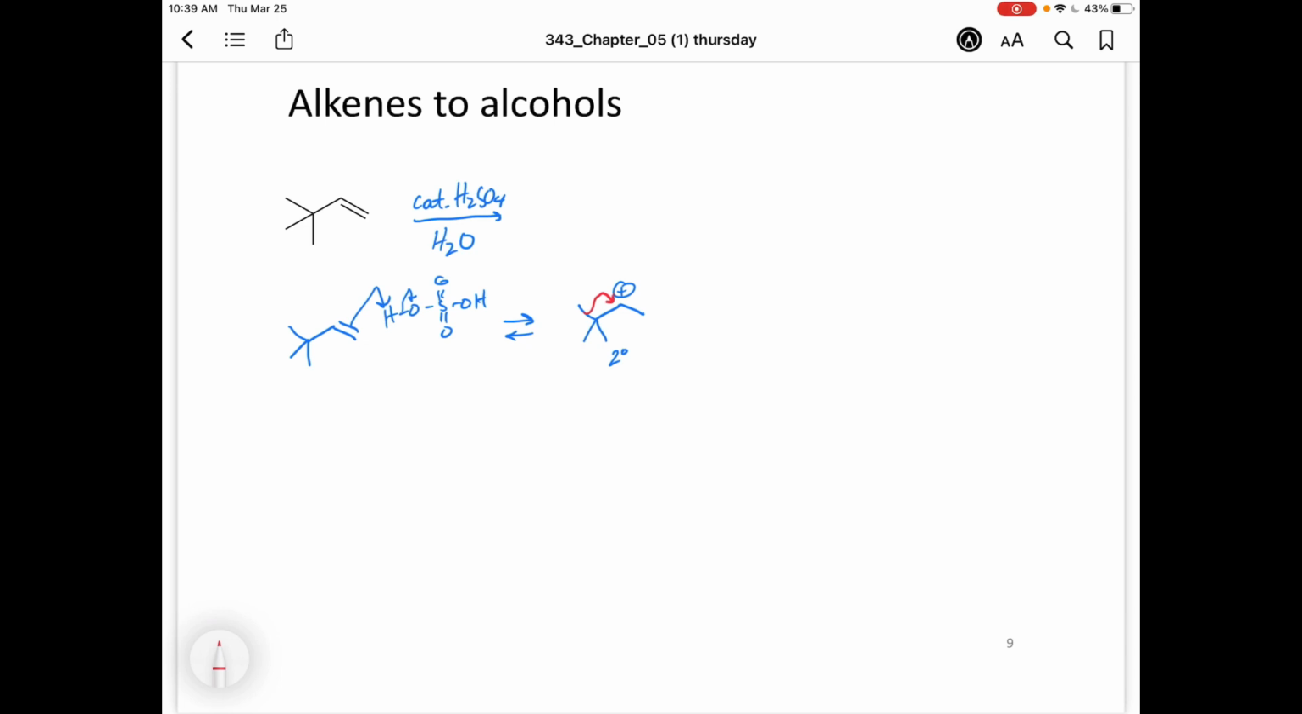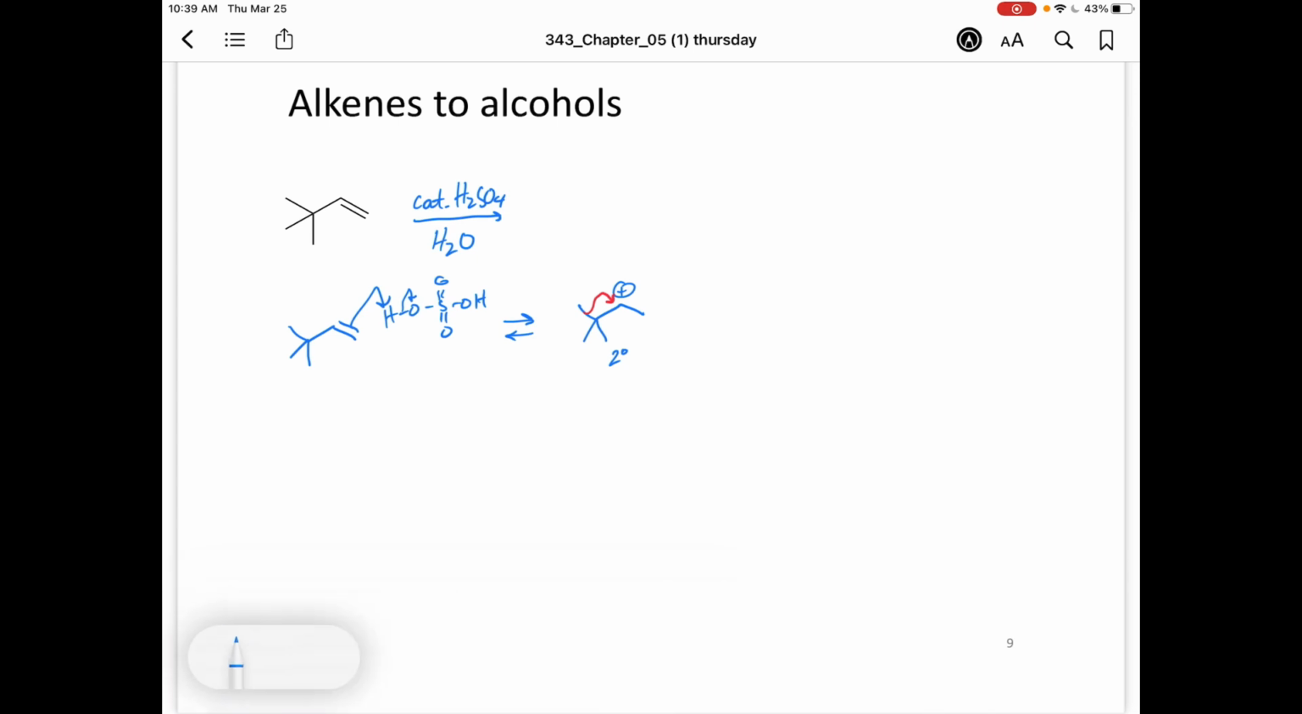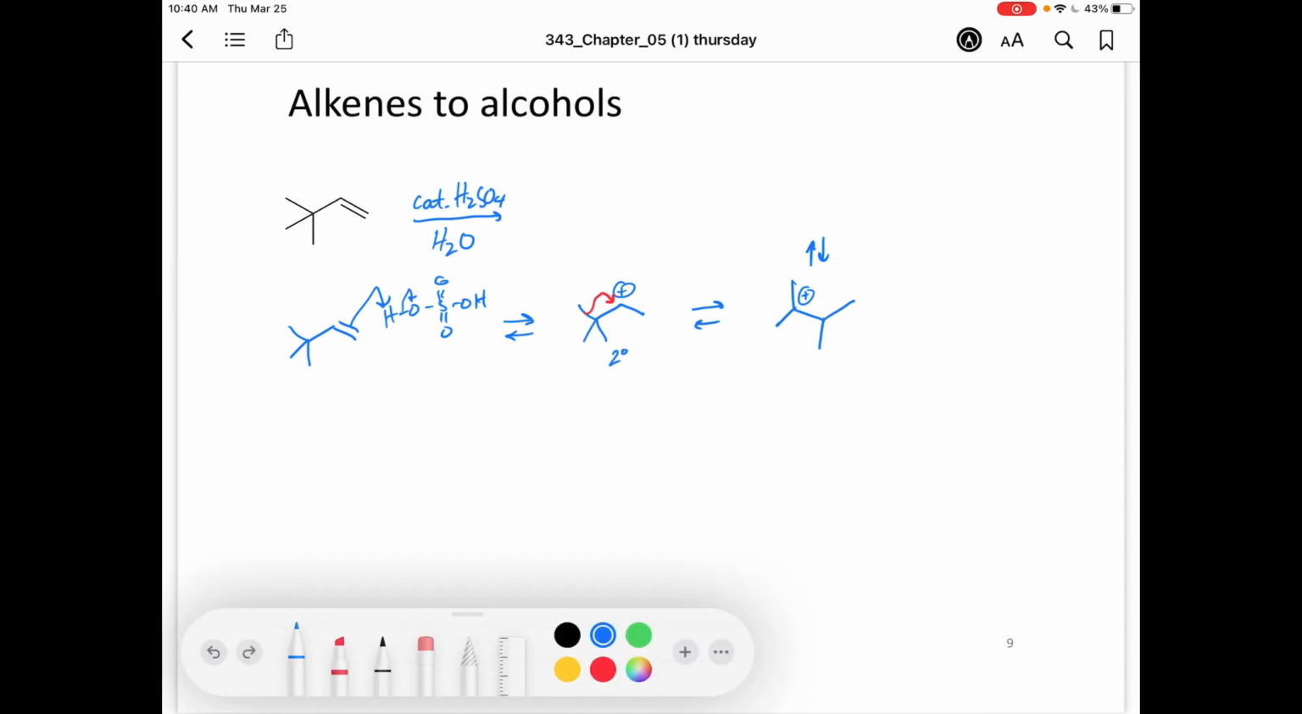We're going to have this methyl move over to this carbon here. And what we have now is a much more stable carbocation. We have a tertiary carbocation. Now, the issue with this is that now when we have water attack, we have water attacking on a different carbon than we had expected because the alkene was on the end.